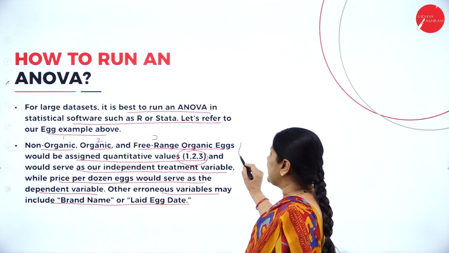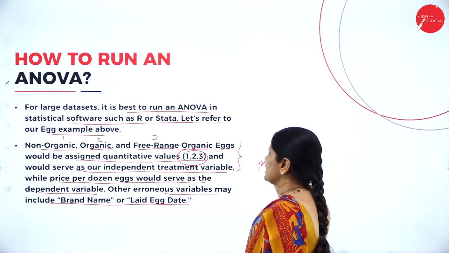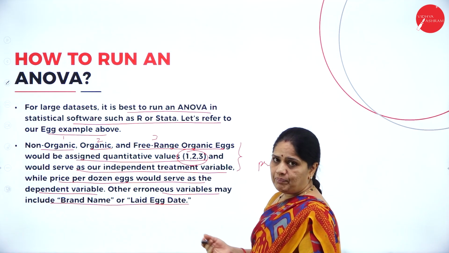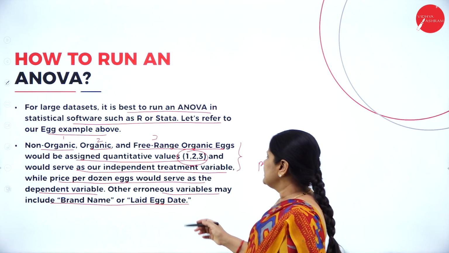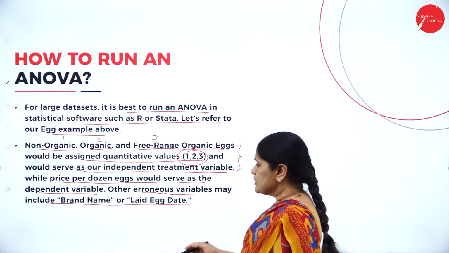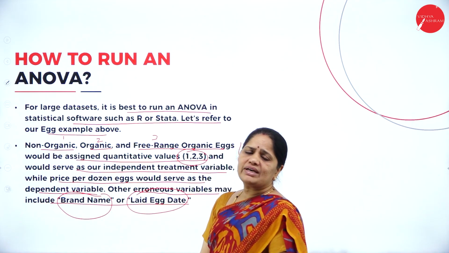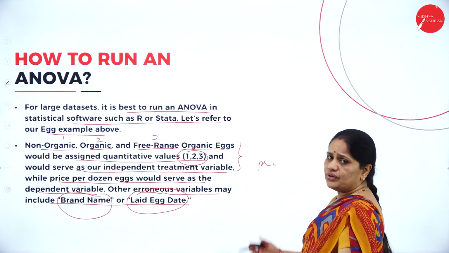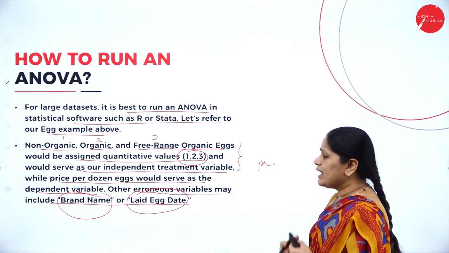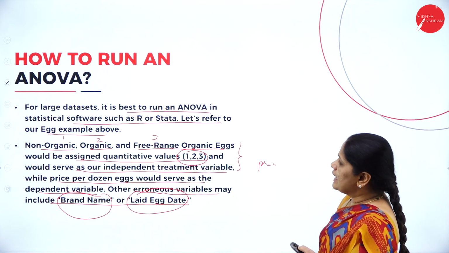They will serve as the independent variable, whereas the price per dozen will serve as the dependent variable, along with other erroneous variables. So, you can have any number of variables. For the eggs, if you add the brand name or the date when the egg was laid, then you can have some more variables in this kind of data analysis.